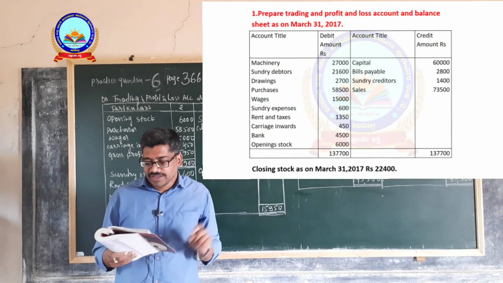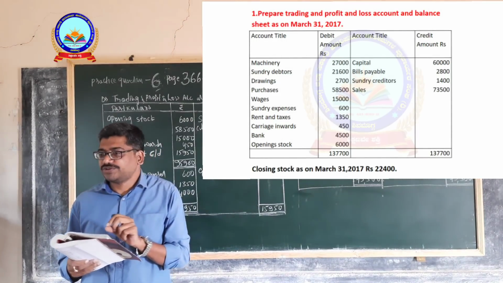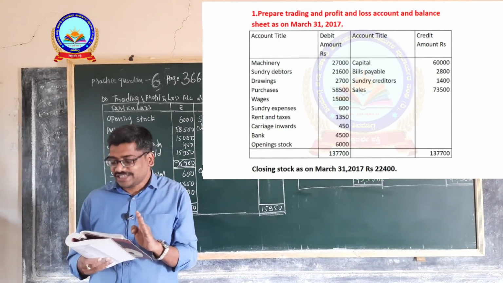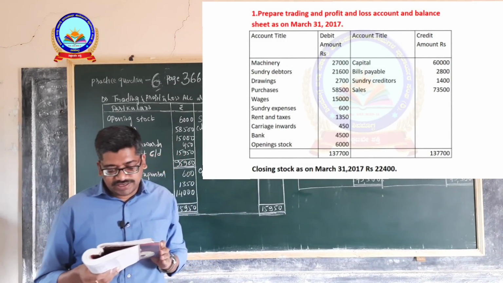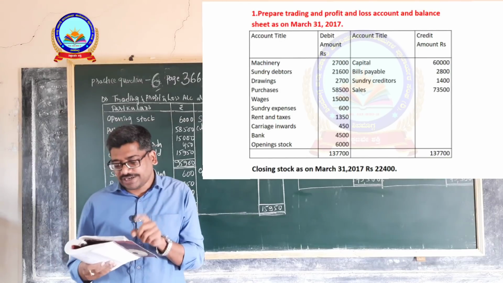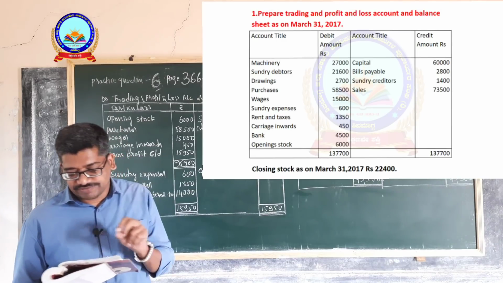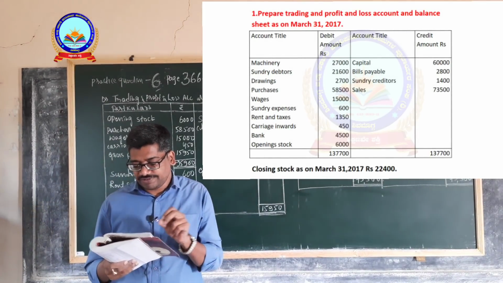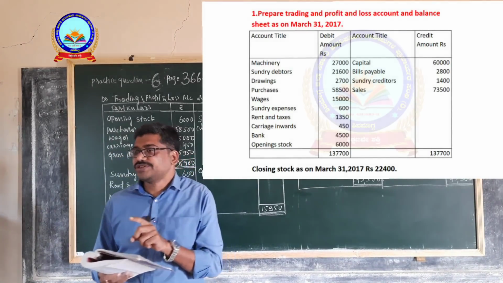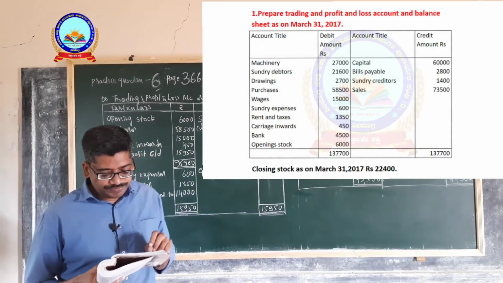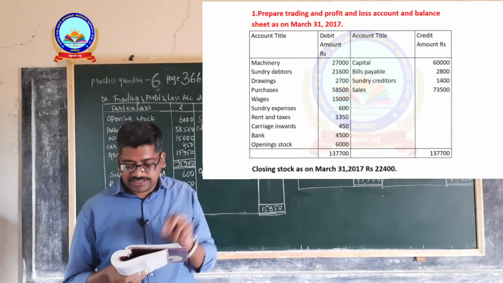Here it is given: prepare a trading and profit and loss account and a balance sheet as on March 31st 2011. Here the trial balance is given. I will go through the trial balance items. On the debit side: machinery 27,000 rupees, debtors 21,600, drawings 2,700, purchases 58,500, wages 15,000, sundry expenses 600, rent and taxes 1,350, carriage inwards 450, bank 4,500, opening stock 6,000.